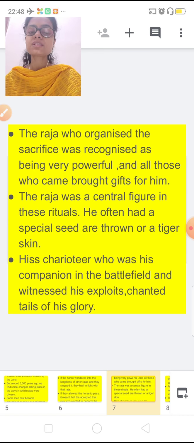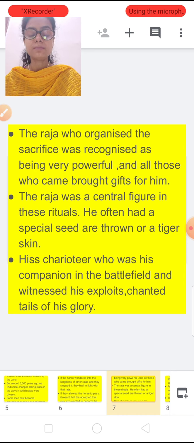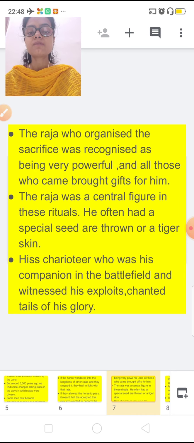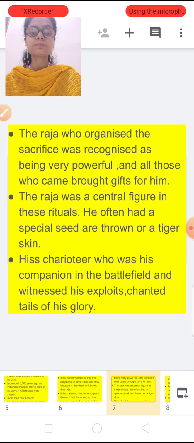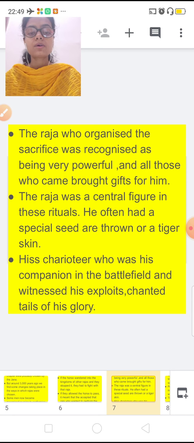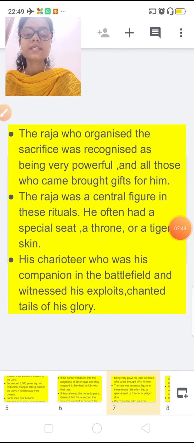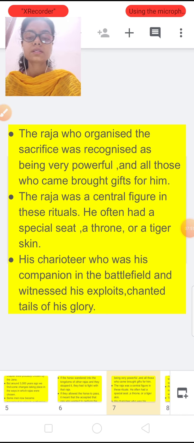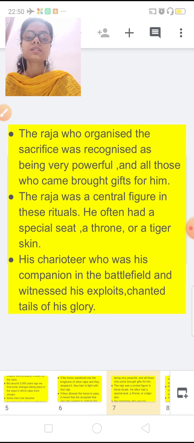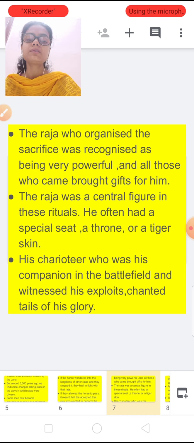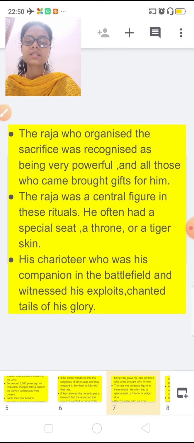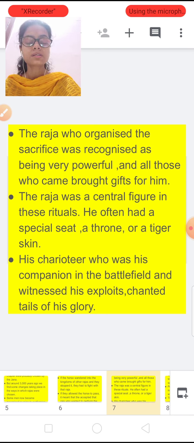The raja was a central figure in these rituals. Central means that he was the main person. He often had a special seat, a throne, or a tiger's skin. His charioteer, who was his companion in the battlefield and witnessed his exploits, chanted tales of his glory.